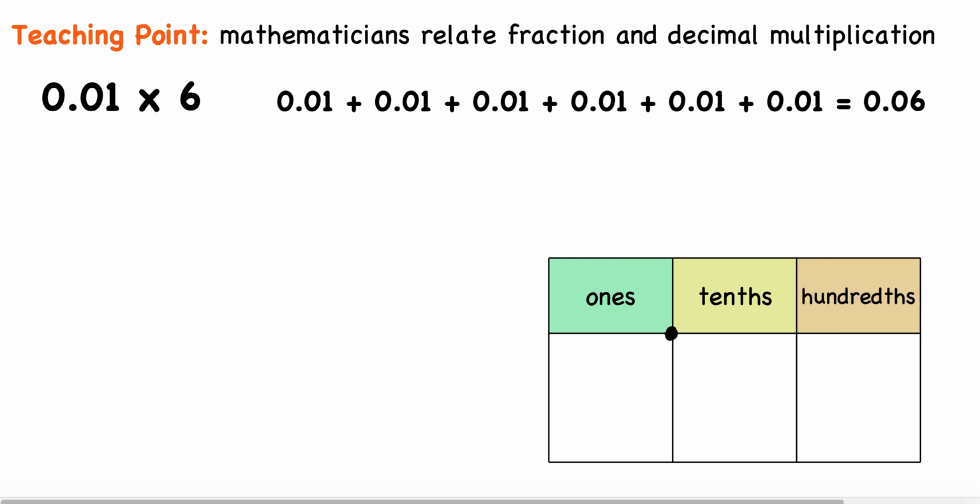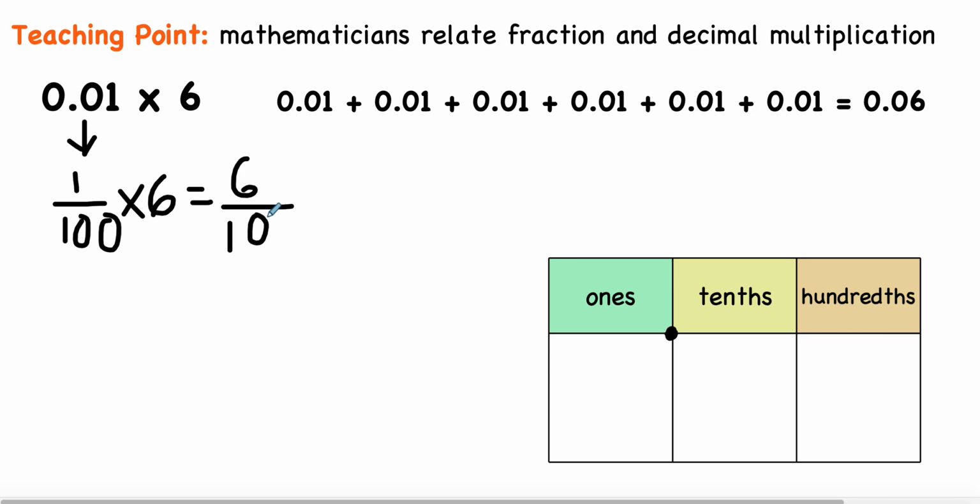I can also think of it as a fraction. I can write my 1/100th as 1/100th times 6. And we get 6/100ths. Which I can also rewrite back as a decimal. If I have 6/100ths, I know I can write 6/100ths as 0.06.